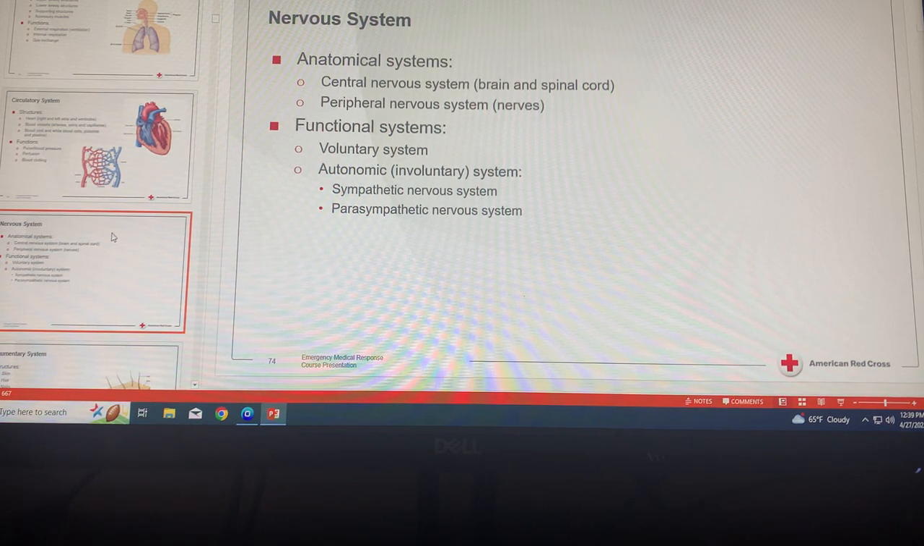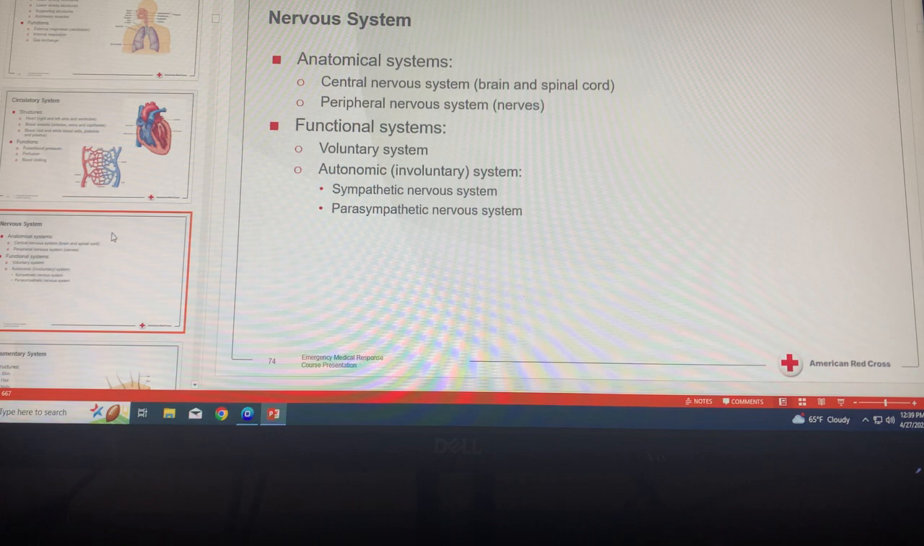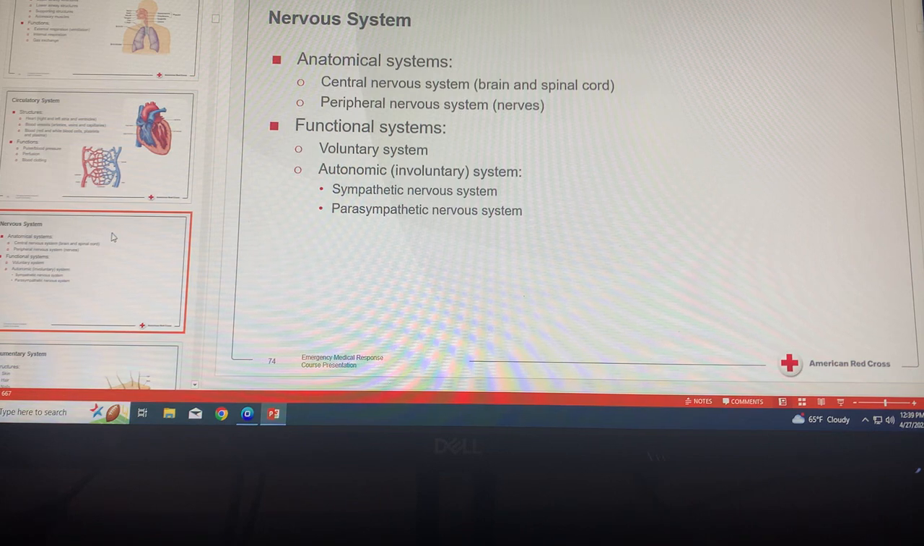It can be divided into two systems, the sympathetic and parasympathetic systems. The sympathetic system controls the body's response to stressors such as pain, fear, or sudden loss of blood. These actions are sometimes referred to as the fight or flight response. The parasympathetic system works in balance with the sympathetic system by controlling the body's return to a normal state.